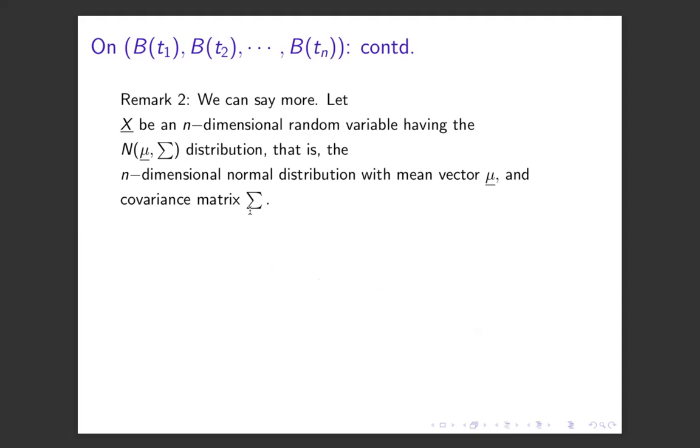The covariance matrix will be non-negative definite in general. Since this is non-singular, concentrated on the full n-dimensional space, that will be a positive definite matrix. Some of these things you would have seen in your probability statistics courses. So the n-dimensional normal distribution has two parameters, the mu vector and the covariance matrix sigma. Here mu is a vector in Rn, and sigma in general will be an n cross n positive definite matrix.